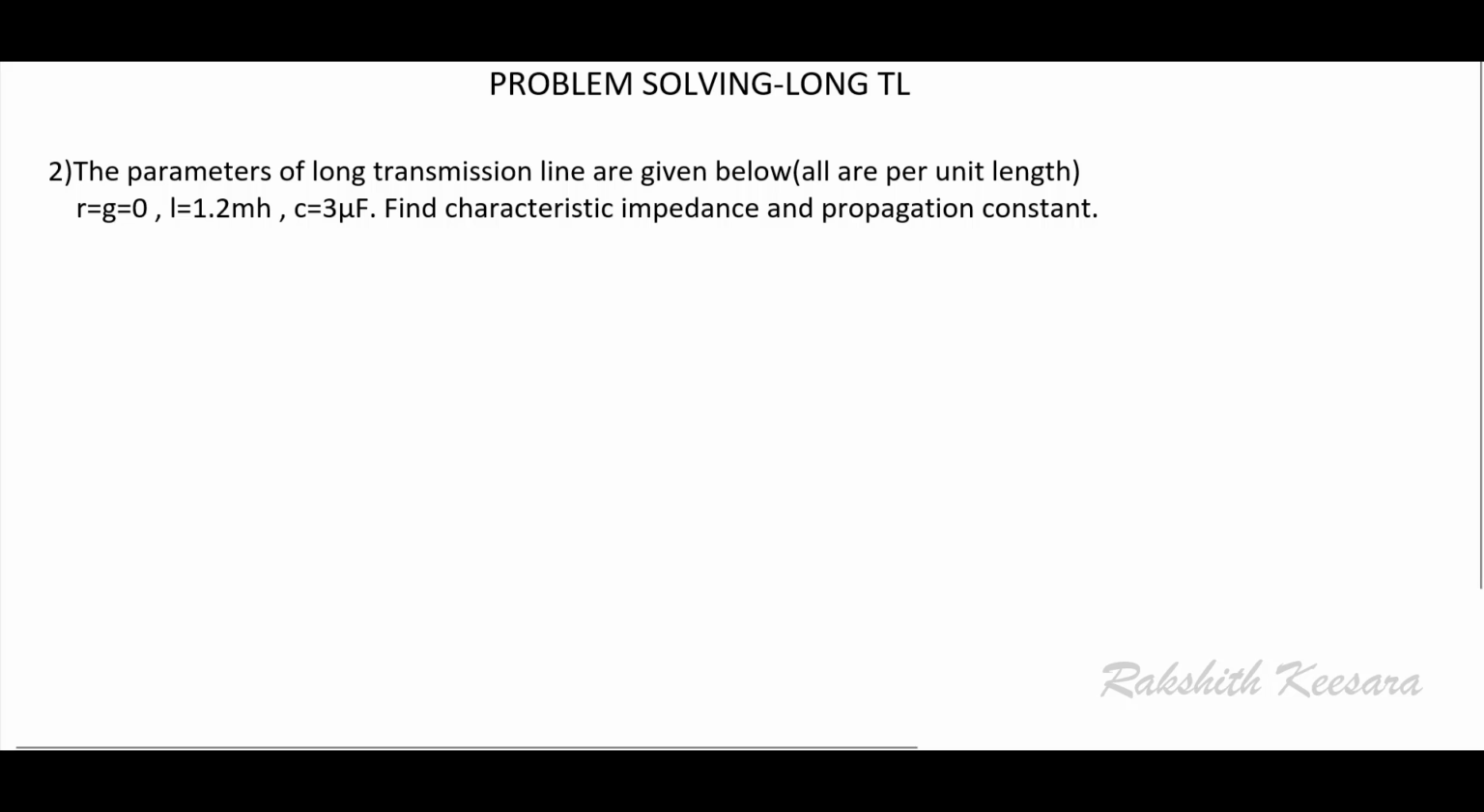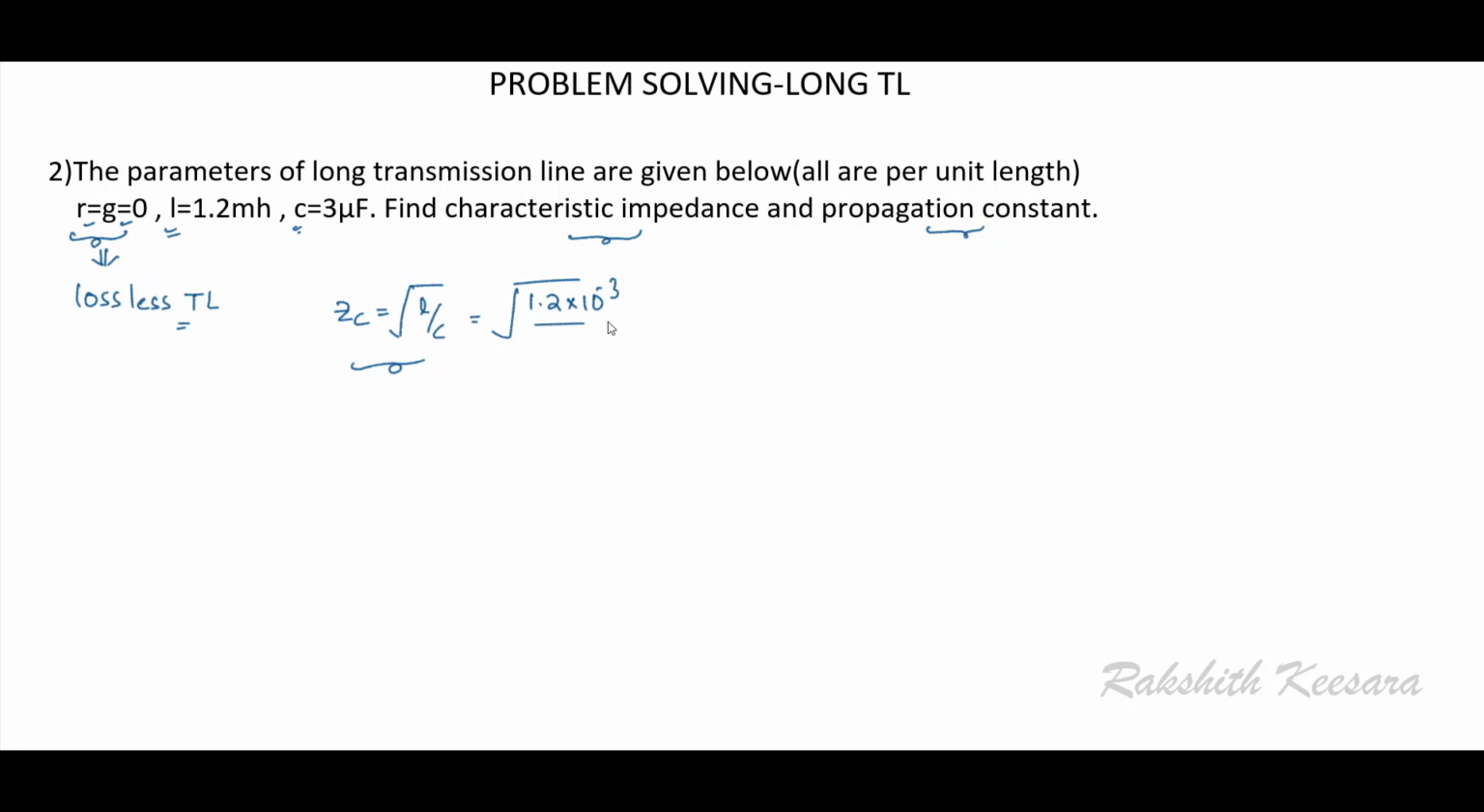Coming to the next question, it is given that the parameters of long transmission line are given below. R and G are 0. So you can tell that this is a case of lossless transmission line. And the inductance and capacitance are given. Find characteristic impedance and propagation constant. For a lossless transmission line, characteristic impedance will be root over L by C. So this will be root over 1.2 into 10 power minus 3 by 3 into 10 power minus 6.